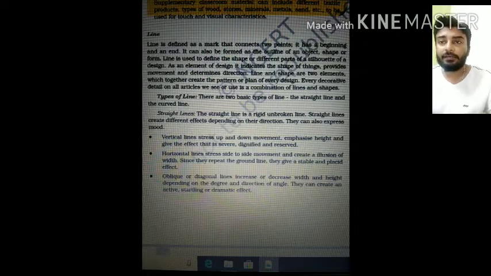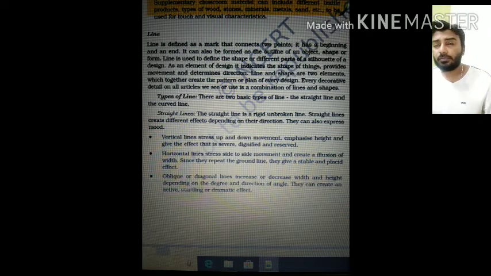So what is line? Line is defined as a mark that connects 2 points. It has a beginning and an end. It can also be formed as the outline of an object, shape or form. Line is used to define the shape or different parts of the silhouette of a design. As an element of design, it indicates the shape of things, provides movement and determines direction. Line and shape are two elements which together create the pattern or plan of every design.